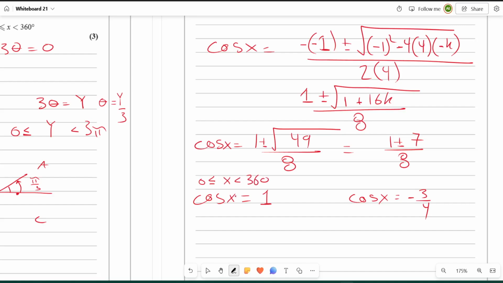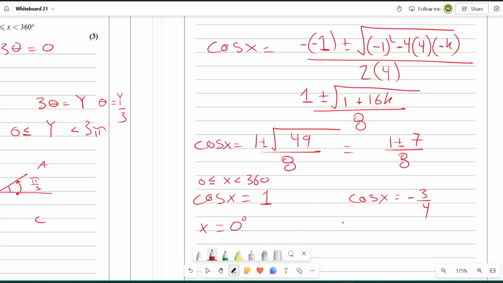My range is 0 till 360. Let's solve. So where is cosine x going to equal 1? We know that cosine looks like this. This is 0. This is 90, 180, 270, and 360 degrees. So it's equal to 1 at 0 and at 360. However, 360 is outside my range. So my only answer for this part is going to be x equals 0. So x equals 0 degrees over here.